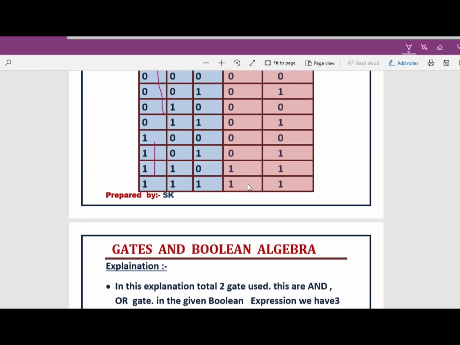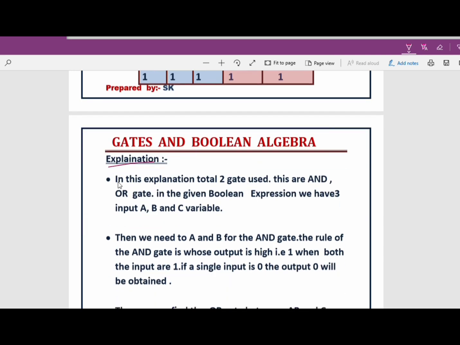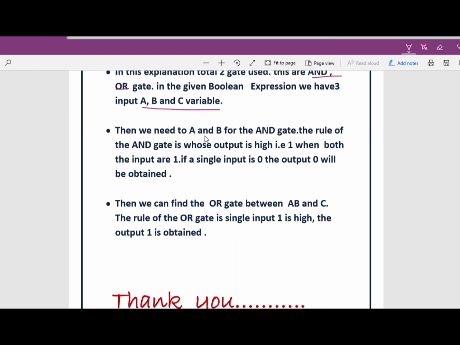Now let us see an explanation for the truth table. In this explanation, a total of 2 gates are used. These are the AND and OR gates. In the given Boolean expression, we have 3 input variables A, B and C. Then we need A and B for the AND gate. The rule of the AND gate is that the output is high, that is 1, when both inputs are 1. If a single input is 0, the output 0 is obtained. Next point, we find the OR gate between AB and C. The rule of the OR gate is that if a single input is 1, the output 1 is obtained.